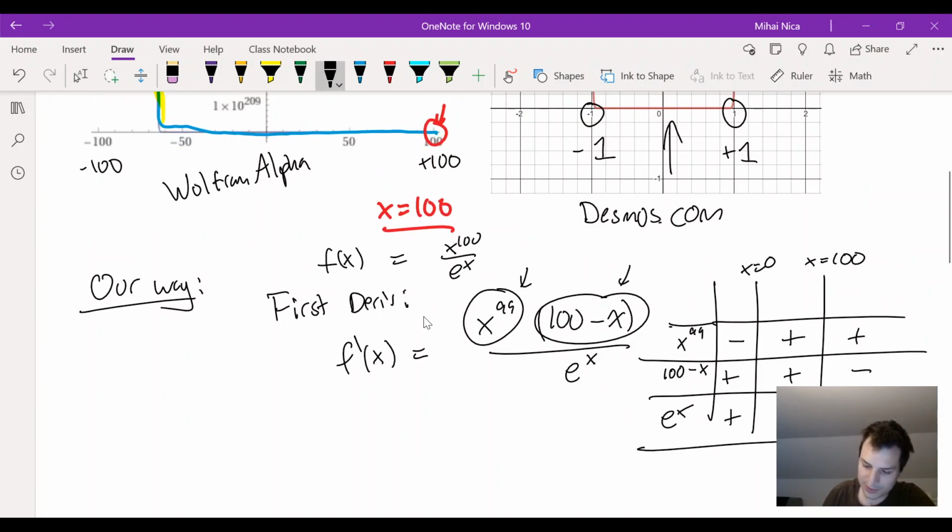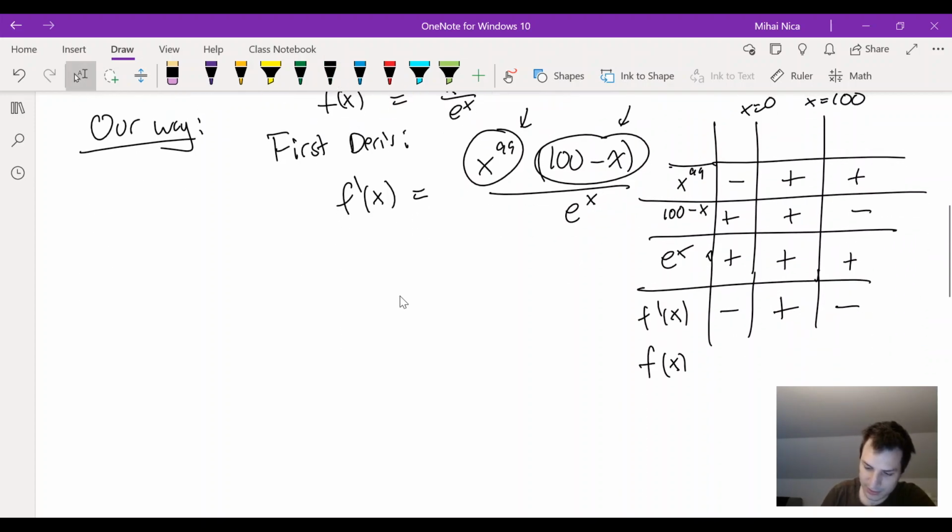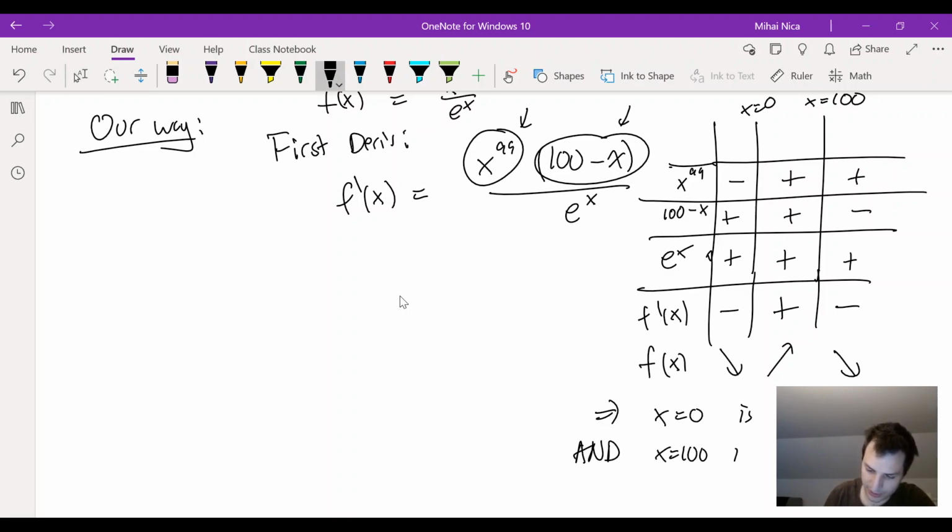And so what you end up with is f prime of x is negative, then positive, then negative. So the function is decreasing, then increasing, then decreasing again. So therefore, x equals 0 is a local min, and x equals 100 is a local max.